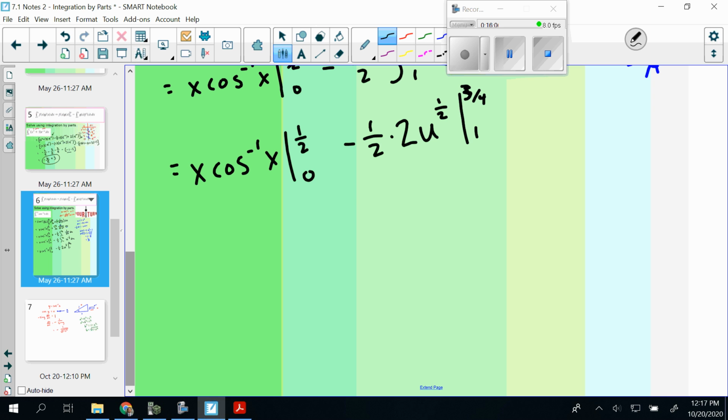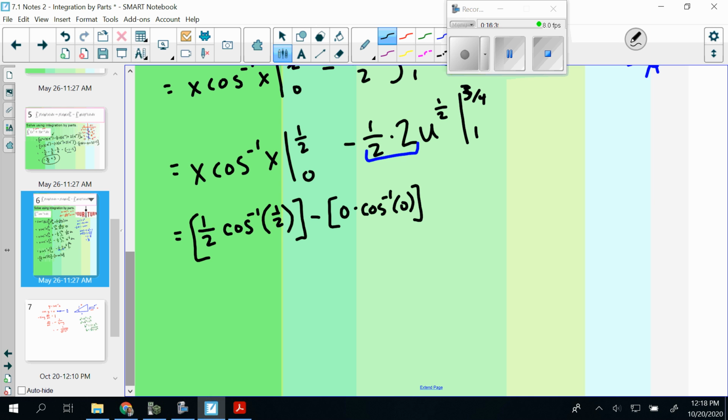Now we've got to plug in our values here and solve this one out. One thing, this should simplify to just 1 here. So when we're doing that, I'm going to think of that as just 1. So here, we're going to plug in 1/2 first. So we've got 1/2 the cosine inverse of 1/2, that value, minus 0 times cosine inverse of 0.